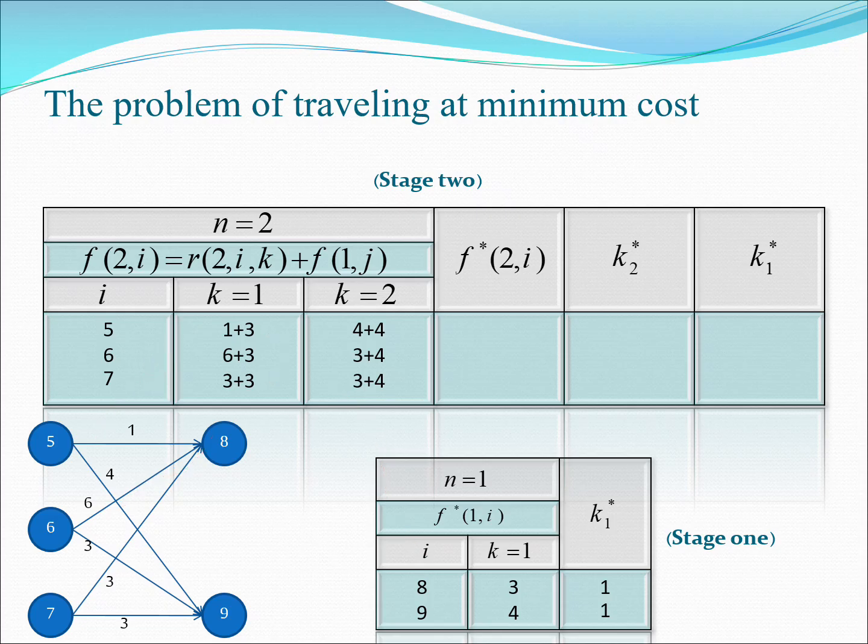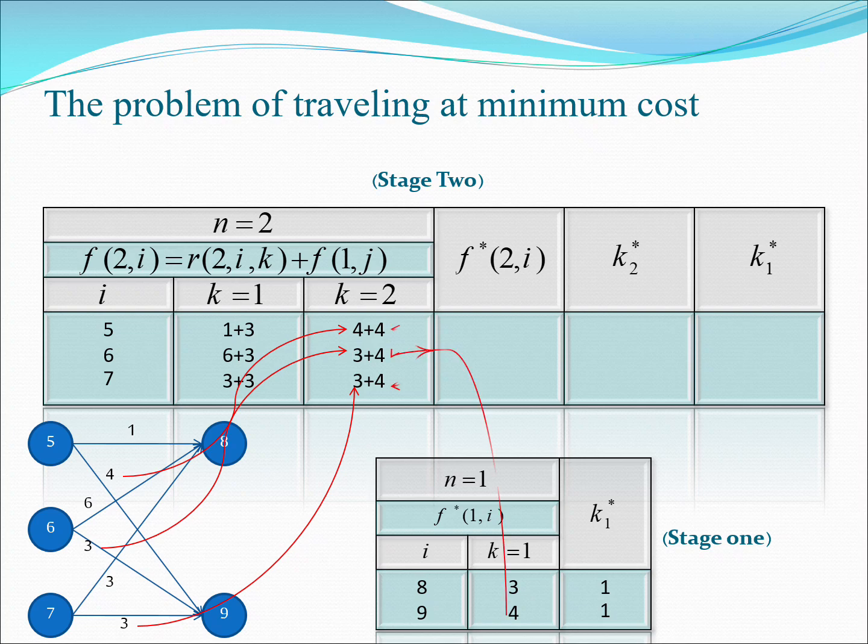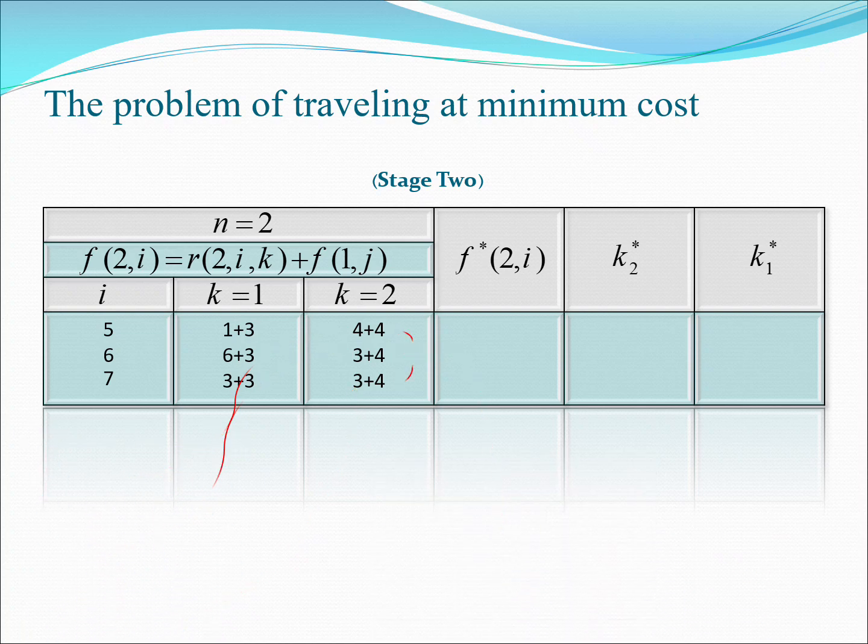In stage 2, for each state I, we have 2 choices, or actions K. Each action has a cost, and it brings to either node 8 or node 9. And the remaining cost from stage 1 is added from the first table, as shown in the following in detail. The process continues for K equals 2, and the optimal values are computed based on what is paid in this stage plus the optimal cost from stage 1.